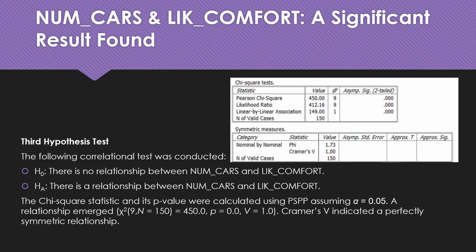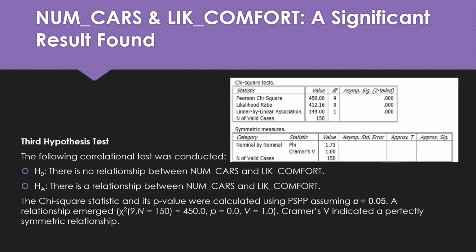Our last test was conducted to determine a correlation between num cars and like comfort. Our null hypothesis for this test was that there is no relationship between num cars and like comfort, and our alternative hypothesis was that there is one. The result was x squared is equal to 450 and p is equal to 0. Given that our p-value is lower than alpha, we rejected our null hypothesis.